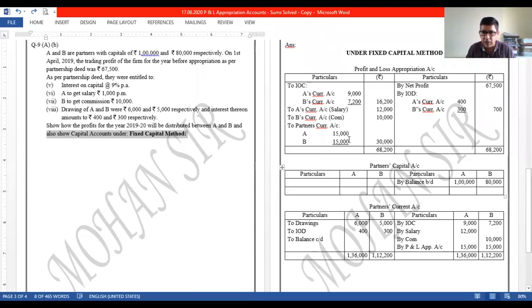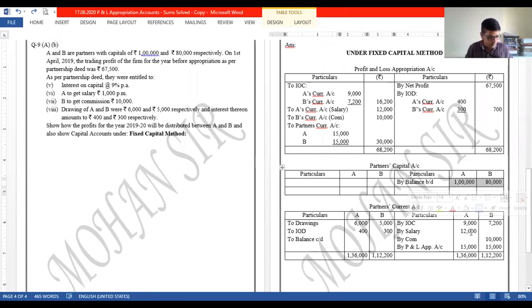Let us close these accounts. No change in the P&L appropriation. The partners' capital total will also remain the same, right? 1,80,000. The total is 1,80,000. The balance c/d will also be 1,80,000. This is a special feature of fixed capital. The opening and the closing balance remain the same. It doesn't change. So, to balance c/d. Okay, so we are done with the capital account.